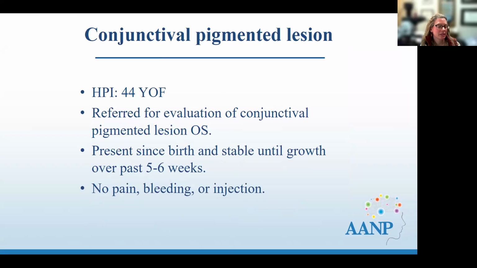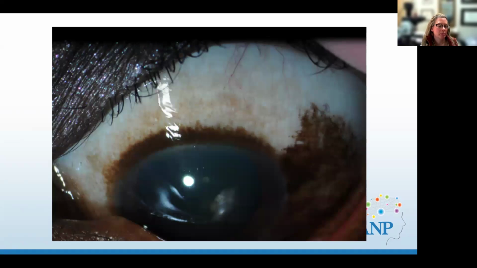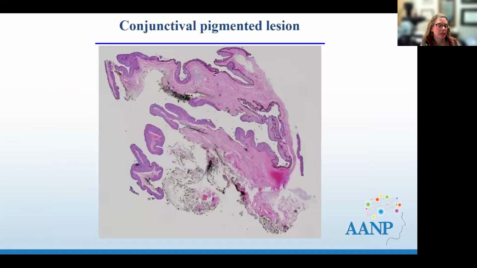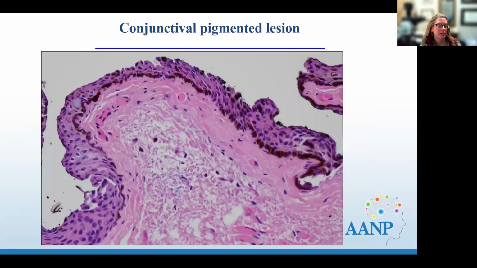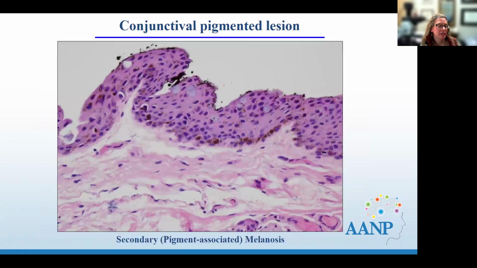So now we have a pigmented lesion in someone who is mid-age, and she's had it since birth, okay? And then the history is it's grown over the past 5 to 6 weeks. So here you see a large area of pigmentation all around the limbus, some within the conjunctiva that's palpebral of the eyelids. And so here it is. And if you look from far away, you see it's like a magic marker line all along the basal layer of the epithelium. There it is.